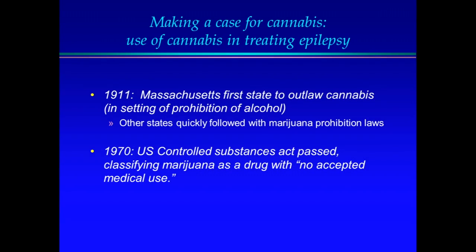In 1911, in the setting of prohibition, Massachusetts, which Lisa and I were shocked by, we consider our state kind of liberal. We're blue. Massachusetts was the first state to outlaw cannabis in the setting of prohibition, and the other states quickly followed with marijuana prohibition laws. And in 1970, the United States Controlled Substances Act passed, classifying marijuana as a drug with no accepted medical use. So isn't that shocking? After thousands of years of evidence that this might be a treatment, suddenly, because of prohibition, it's decided not. But things have been changing.